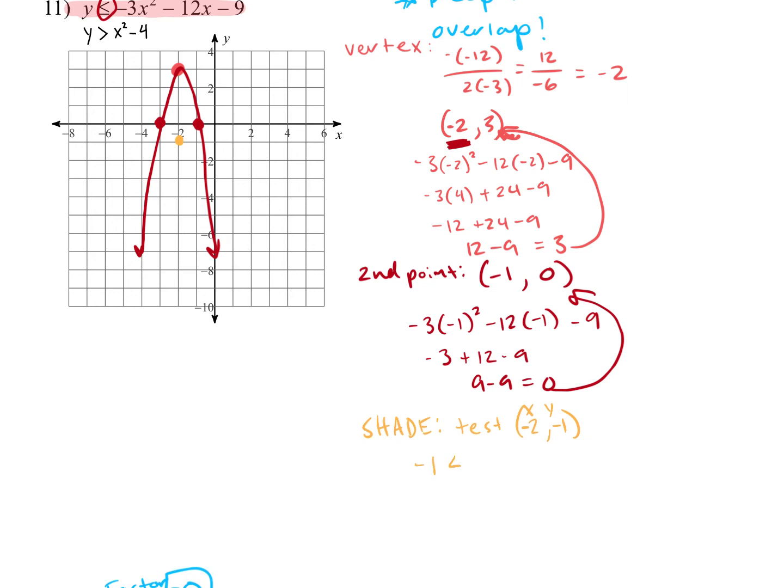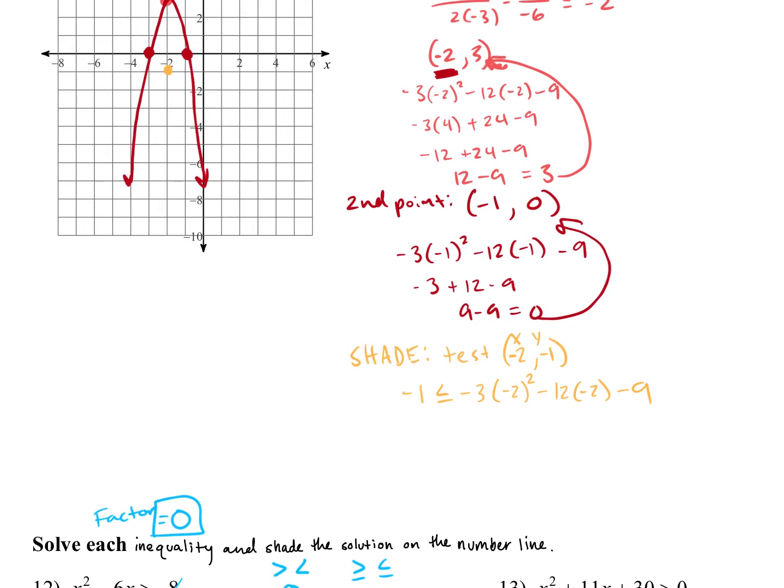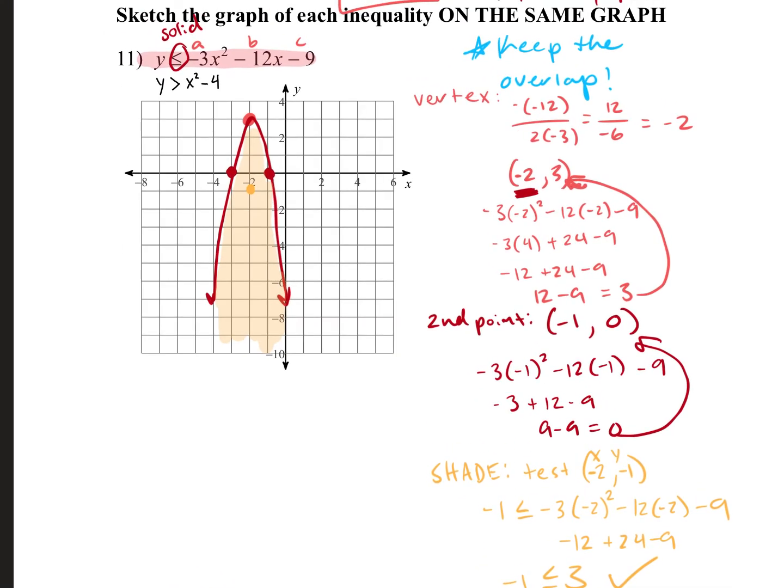So if negative 1 is less than or equal to negative 3 times negative 2 squared minus 12 times negative 2 minus 9. So we would get negative 12 plus 24 minus 9, which is 3. Is negative 1 less than or equal to 3? Yes. So this is true. So where am I going to shade? Inside. If it's not true, right, so let's graph our second parabola here.